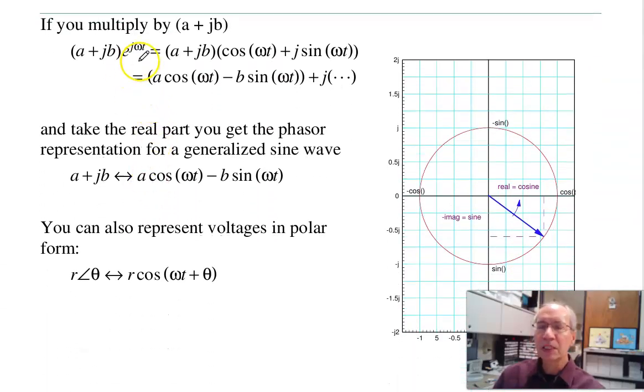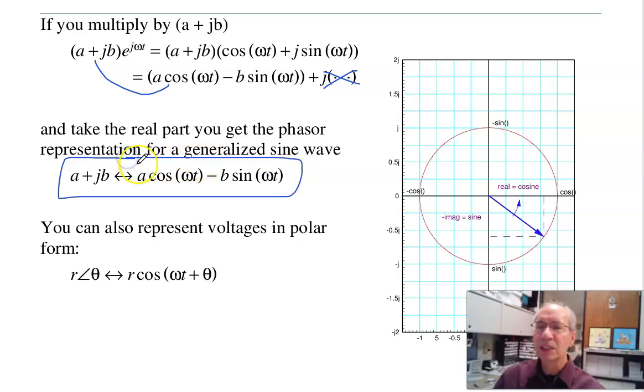If I multiply e to the j omega t times a complex number, do some algebra, multiply it all out, take the real part, meaning ignore the complex part, the real part has two terms. It's a times cosine minus b times sine. Where the minus sign comes from is j times j is -1, gives you minus b sine omega t. What that means is, in phasors, the complex number a plus jb represents a cosine omega t minus b sine omega t. So this is how you go from sine and cosine to phasors.